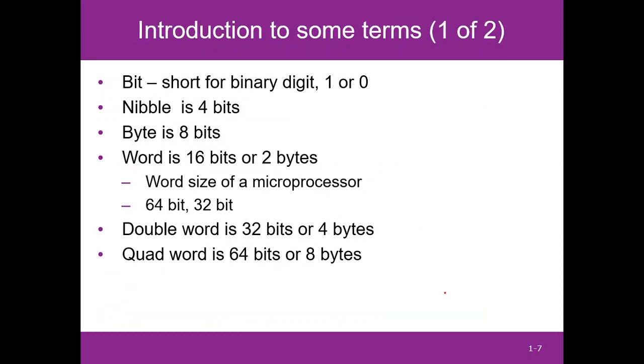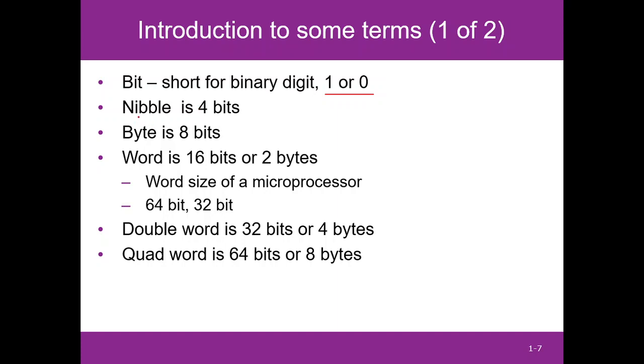Next we introduce some terms. We may have talked about these terms, but let us formally introduce them here. You know about a bit. A bit, short for binary digit, has two possible values, 1 and 0. One bit can store a very small amount of information, so we need more bits to store more information. One bit can store only two possible values.